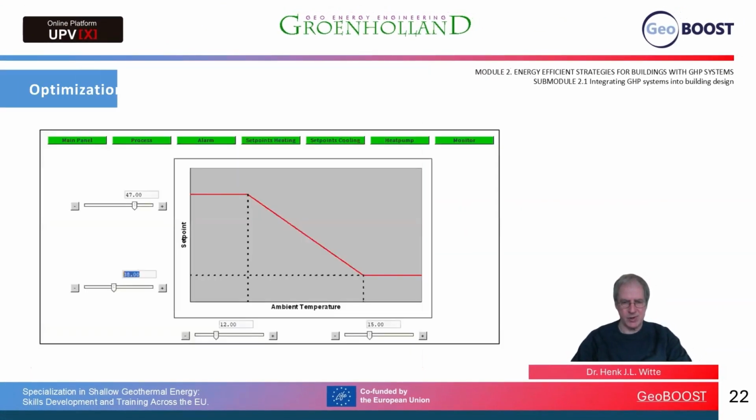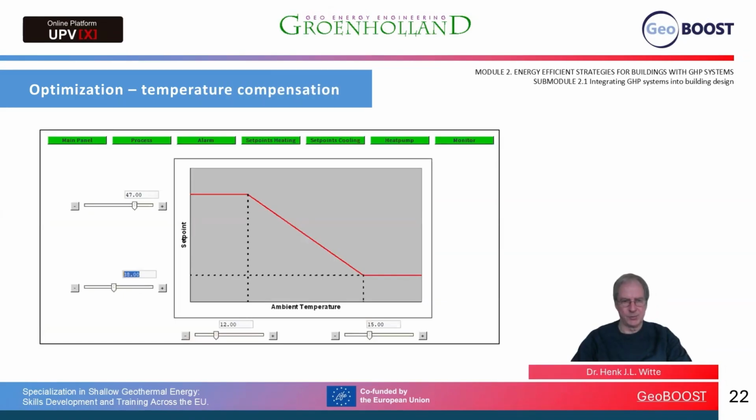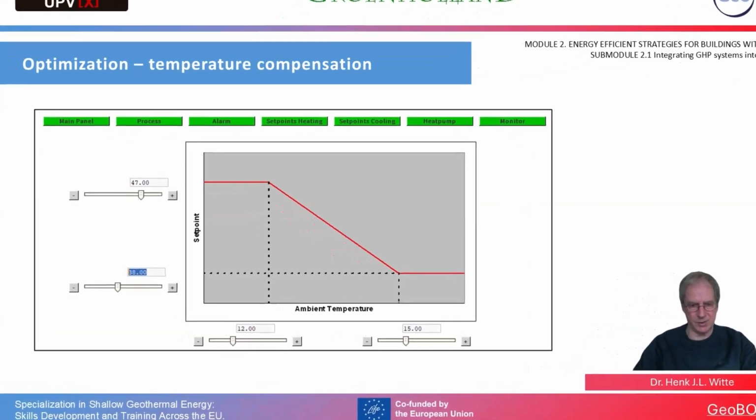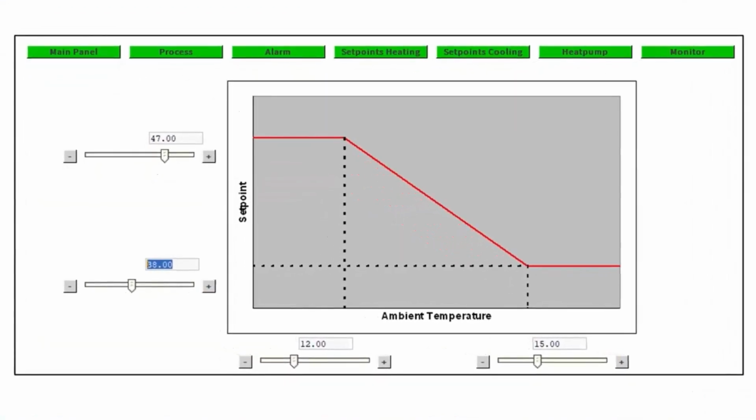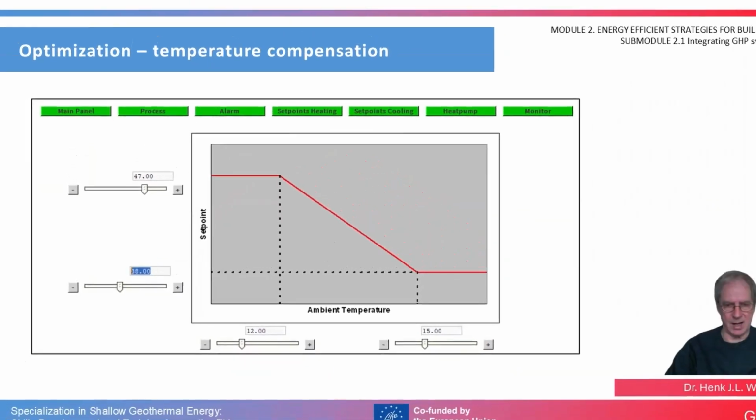Some optimization strategies are possible. For instance, an optimization by temperature compensation, where we say, okay, if the ambient temperature is below a certain point, in this case 12 degrees C, we need a high flow temperature to the heating system, 47 degrees C. But if the ambient temperature is high, in this case 15 degrees C, we can do the heating with 38 degrees. In between the 12 and 15, we interpolate the flow temperature set point to the system. Of course, the lower the flow temperature on the heating side, the higher the efficiency.